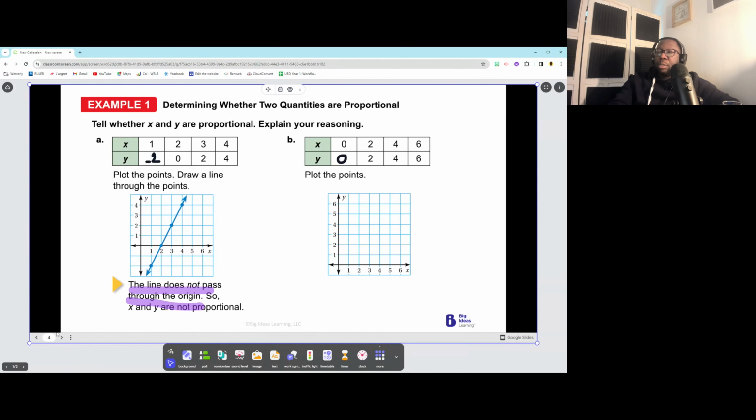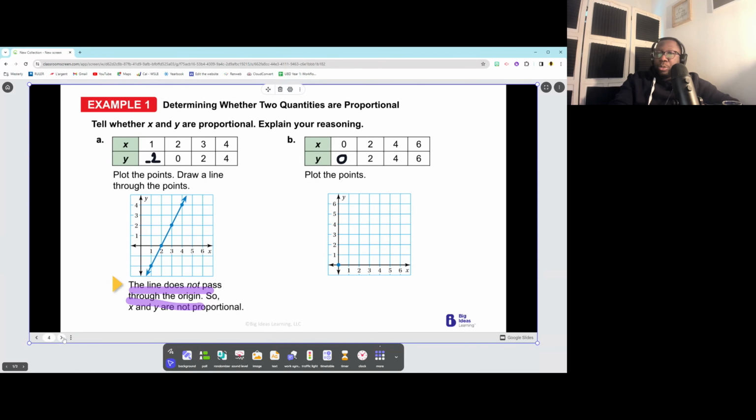When we take a look at letter B and we start to plot them, our first point we see is 0, 0. Because this is 0, 0, that's the first criteria that we need in order to state whether or not this is proportional. But that's not the only one. We've got to plot all these points and see whether or not it creates a straight line.